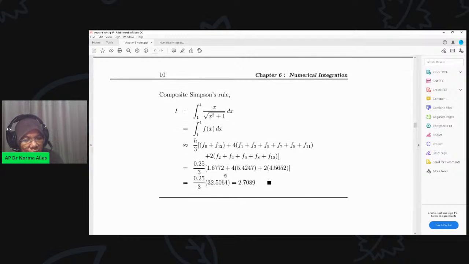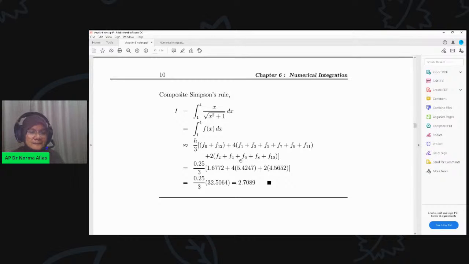What is Simpson's rule? It is h divided by 3, A plus 4B plus 2C. What is A? F0 plus F12. What is B? The summation of Fi, i is odd. What is C? The summation of Fi, i is even.